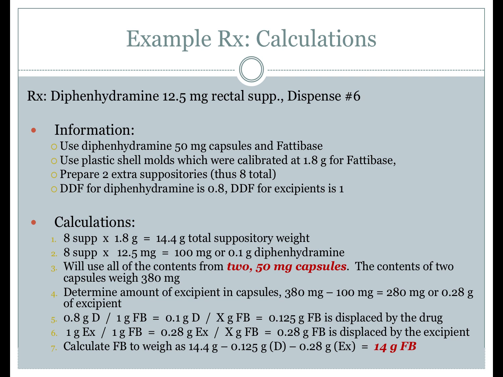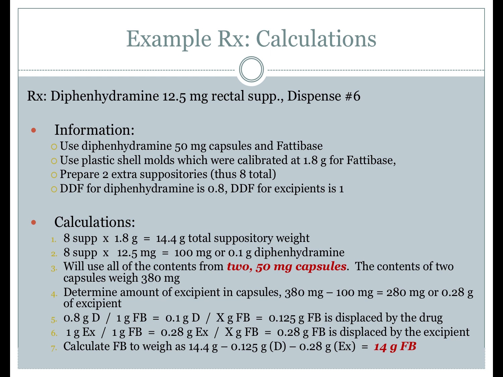Next, notice that the prescription does not direct us to use any specific suppository base, so we must choose a base. Since we are making rectal suppositories, we could choose to use either an oleaginous base, such as cocoa butter, or a cocoa butter substitute, such as Fattibase. Practically speaking, most pharmacists would probably choose to use the Fattibase because it has less possibility of forming polymorphs if overheated. So in this example, we choose to use Fattibase.